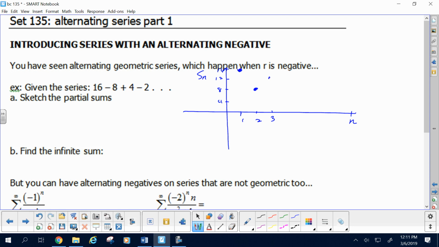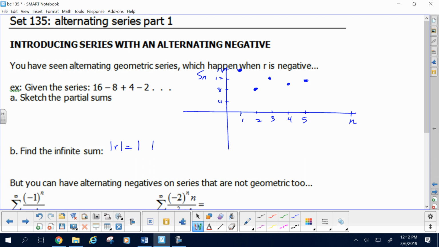12. Fourth partial sum is that 12 we left off with, minus 2: 10. The fifth partial sum would be the 10 we just had, and the next term is plus 1, so 11. Now you can see then that with an alternating negative, you get a little oscillation, which we'll talk about in a second. But if we were to find the infinite sum, it looks like it's converging around 11-ish. We'll see. But first of all, can we agree that this is a converging geometric series?